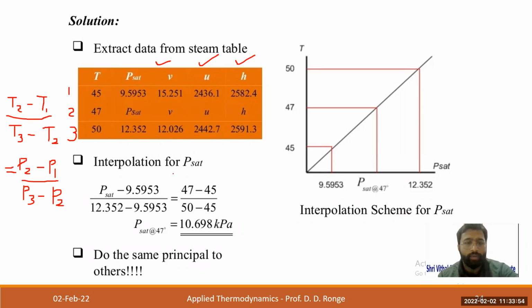Now here by interpolation they have calculated saturation pressure at 10.698. Other properties also you can calculate. So last lecture only one student had calculated. I am giving you another opportunity. Others also participate and calculate the other property, that is specific internal energy and specific enthalpy. So use the same interpolation technique and calculate U and H. Okay, so you can type that into the chat box.